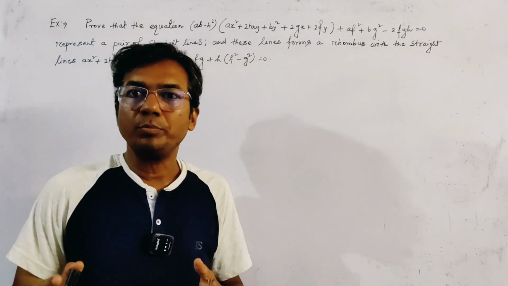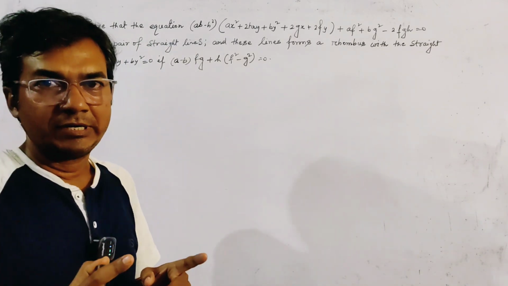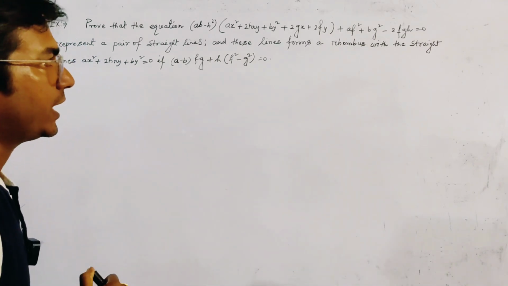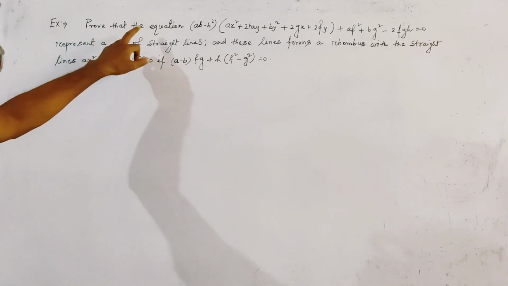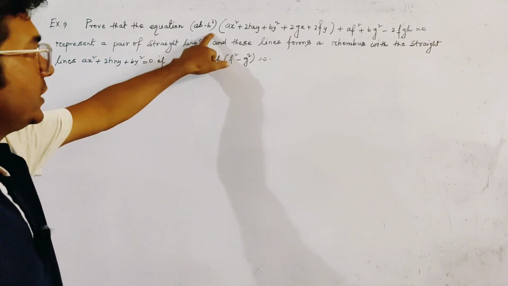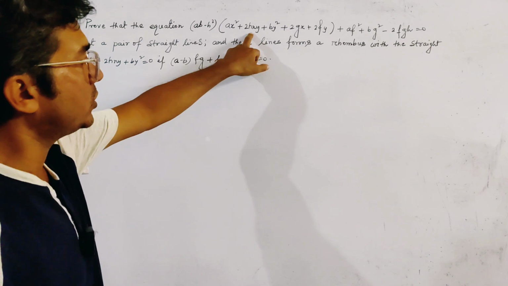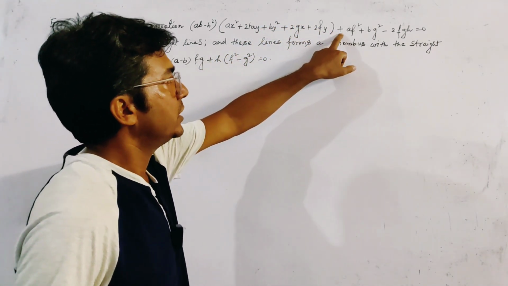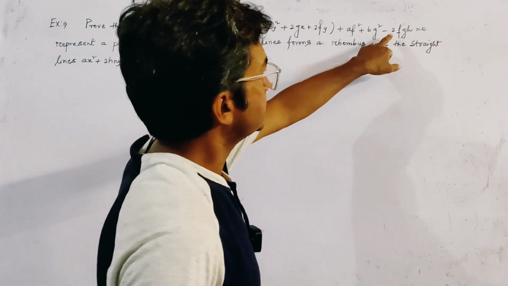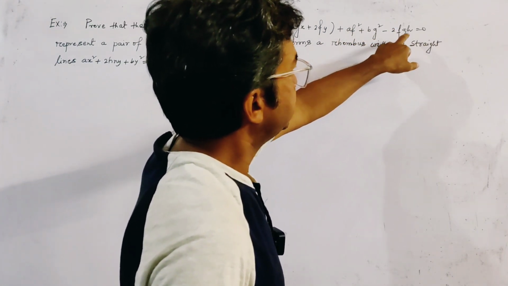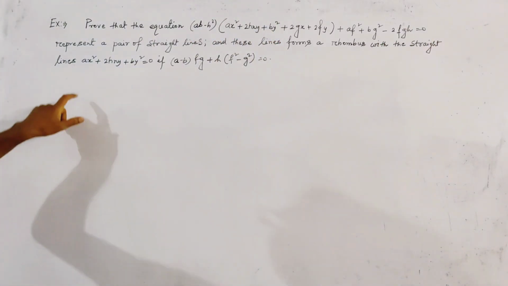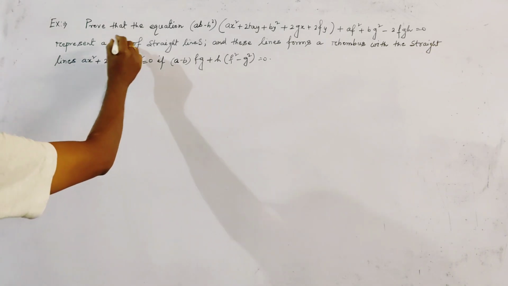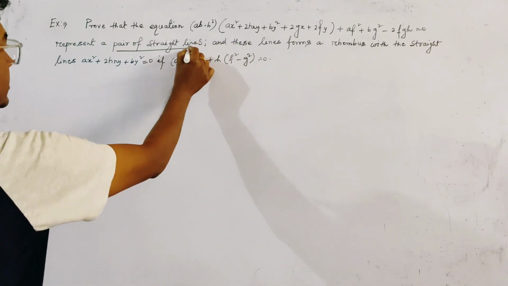This is a class of two-dimensional geometry, and we solve a problem from pair of straight lines. The problem is: prove that the equation (ab − h²)(ax² + 2hxy + by²) + 2gx + 2fy + a² + b² − 2fgh = 0 represents a pair of straight lines. So we have to show first that the given equation is a pair of straight lines.